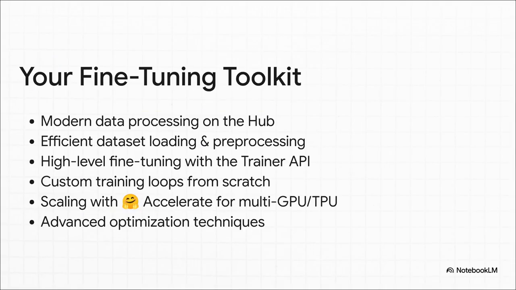Let's actually break this down, because each one of these is a power in its own right. You can now wrangle data like a pro right on the hub. You can load and preprocess datasets super efficiently. You've got the raw speed of the Trainer API for getting things done fast, but you've also got the total control of a custom training loop when you need to get fancy. And to top it all off, you can scale everything up with Accelerate and use the latest optimization techniques. This is a legit professional-grade toolkit.